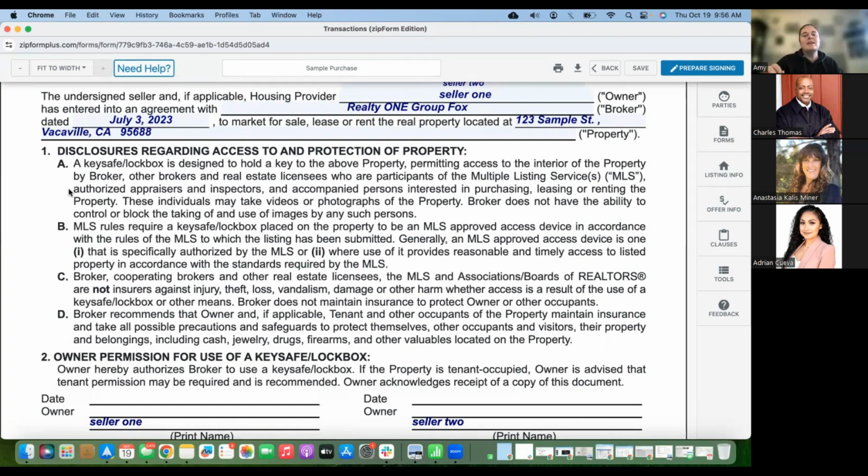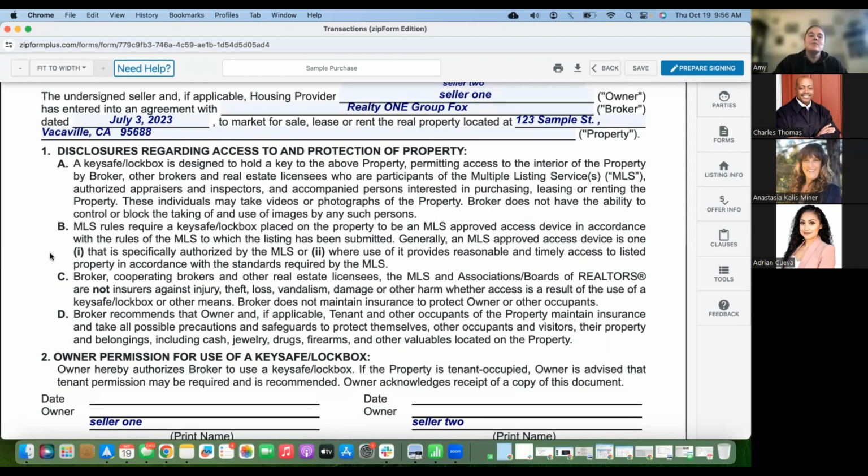B is MLS rules require a key safe lockbox placed on the property to be an MLS approved access device in accordance with the rules of the MLS to which the listing has been submitted. Generally, an MLS approved access device is one that is specifically authorized by the MLS, or where use of it provides reasonable and timely access to the listed property in accordance with the standards required by the MLS.